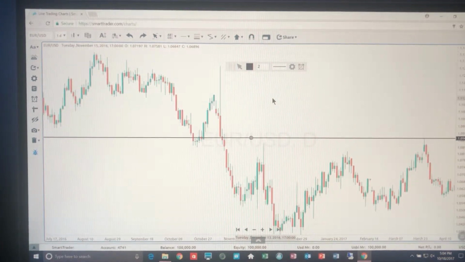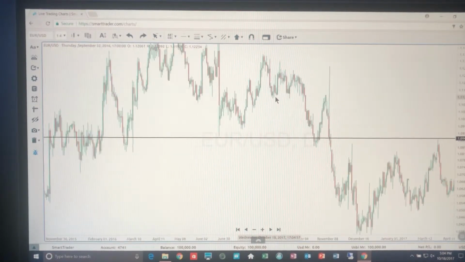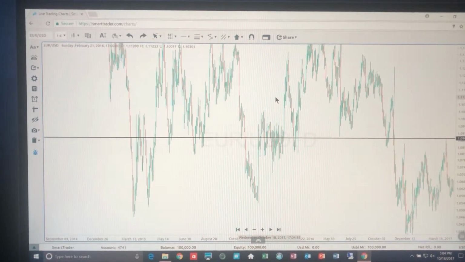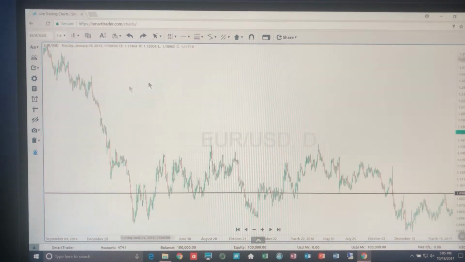But in order to truly draw a pivot point, what you're going to need to do is you're going to need to compress the chart and try to get almost an aerial view of what's going on. So you can see that this market was in a downtrend, and then it started to consolidate.